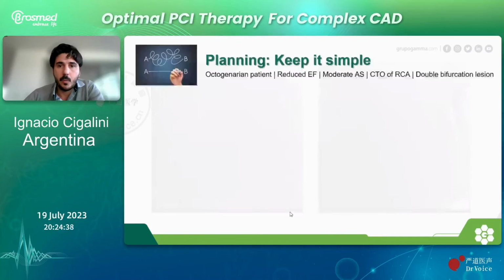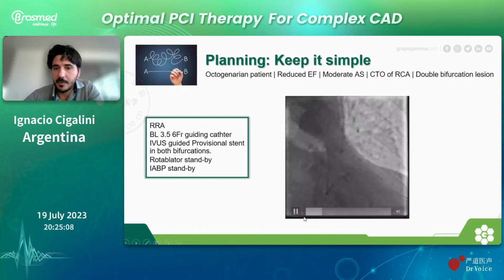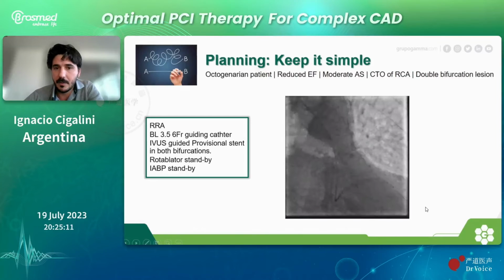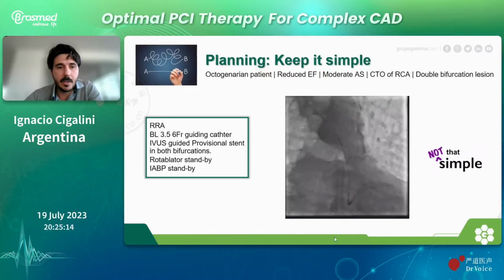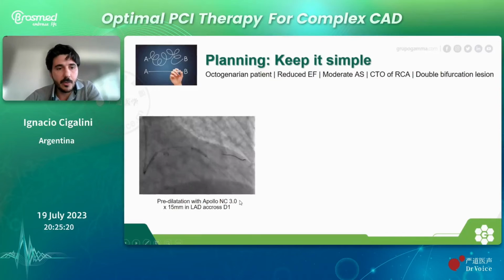So we wanted to keep it simple. It was a very complex patient with reduced ejection fraction, moderate aortic stenosis, and double bifurcation lesion. So we decided to go right radial access with a backup left 6 French guiding catheter and try to perform an IVUS guided provisional stent with both rotablator and intra-aortic balloon pump assistance on standby. The procedure was not that simple because of tortuosity of the subclavian artery, but we could manage to perform the whole procedure through right radial approach.